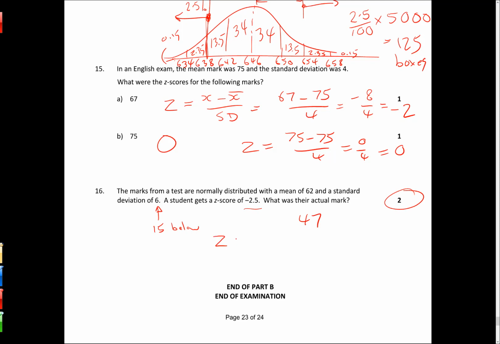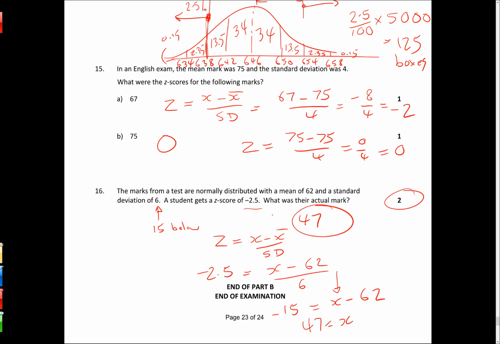Some working I can do is just Z equals X minus X bar over standard deviation. Let's sub things in. A Z score of minus 2.5 is equal to the score they got minus the mean of 62 on the standard deviation of 6. We did this before. We said the minus 62 was trapped up here, so let's get rid of this divide by 6 by timesing by 6. 6 times minus 2.5 is minus 15. Sounds like what we did before. And then to get rid of this minus 62, because I want the x by itself, I've got to add a 62. Add a 62 to a minus 15, and we'll get 47 equals x, which is what we already said.